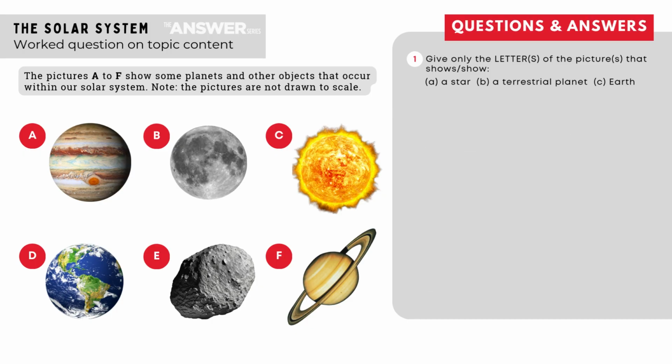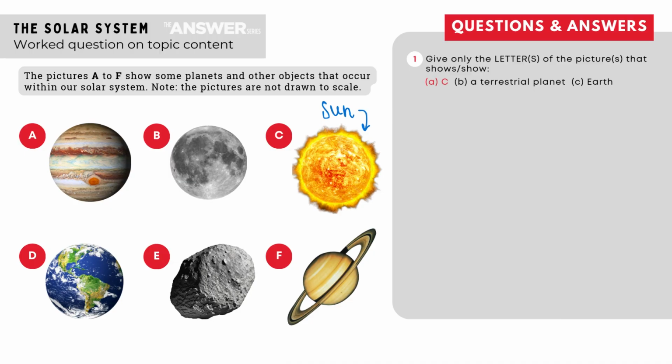Question 1 asks us to give only the letter or letters of the pictures that show a star, a terrestrial planet, and the Earth. So looking at the pictures provided, we can see that C is our sun, and we know that the sun is the nearest star. It's also the only star in the pictures provided. The rest are either planets, moons, or asteroids. So C is our sun.